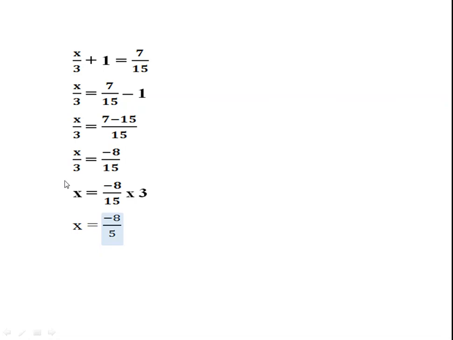x by 3 equal to negative 8 by 15. x is equal to negative 8 by 15 into 3. Where is that coming from? Here it is divided by 3. So when you take it to the other side of the equal to sign, it becomes into 3. 3 into 5 is 15. So I cancelled and I got the final answer as negative 8 by 5. So what's my final answer? x is equal to negative 8 by 5.